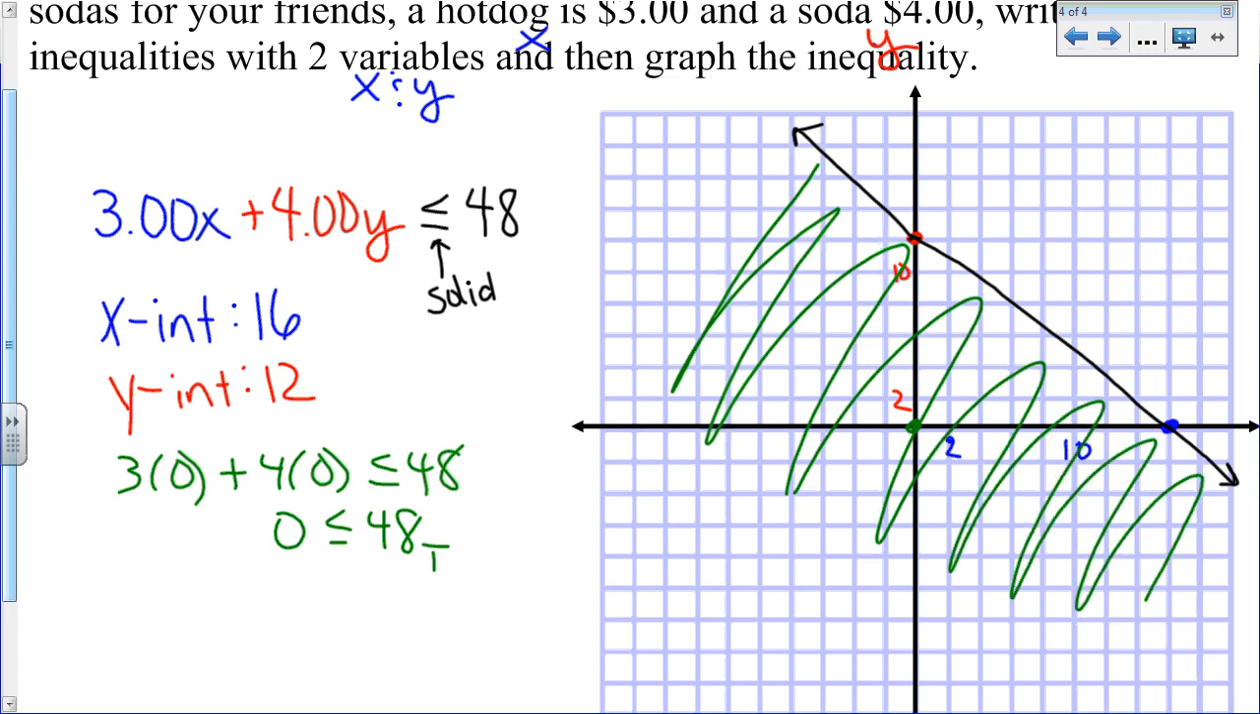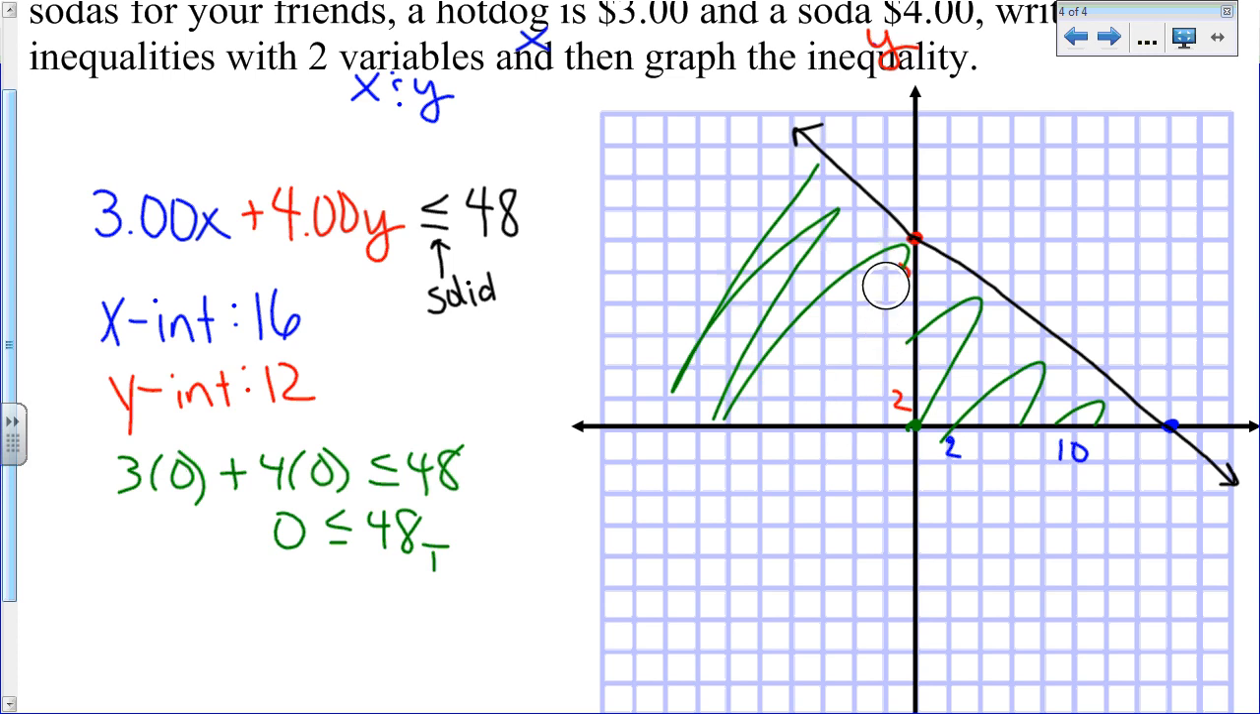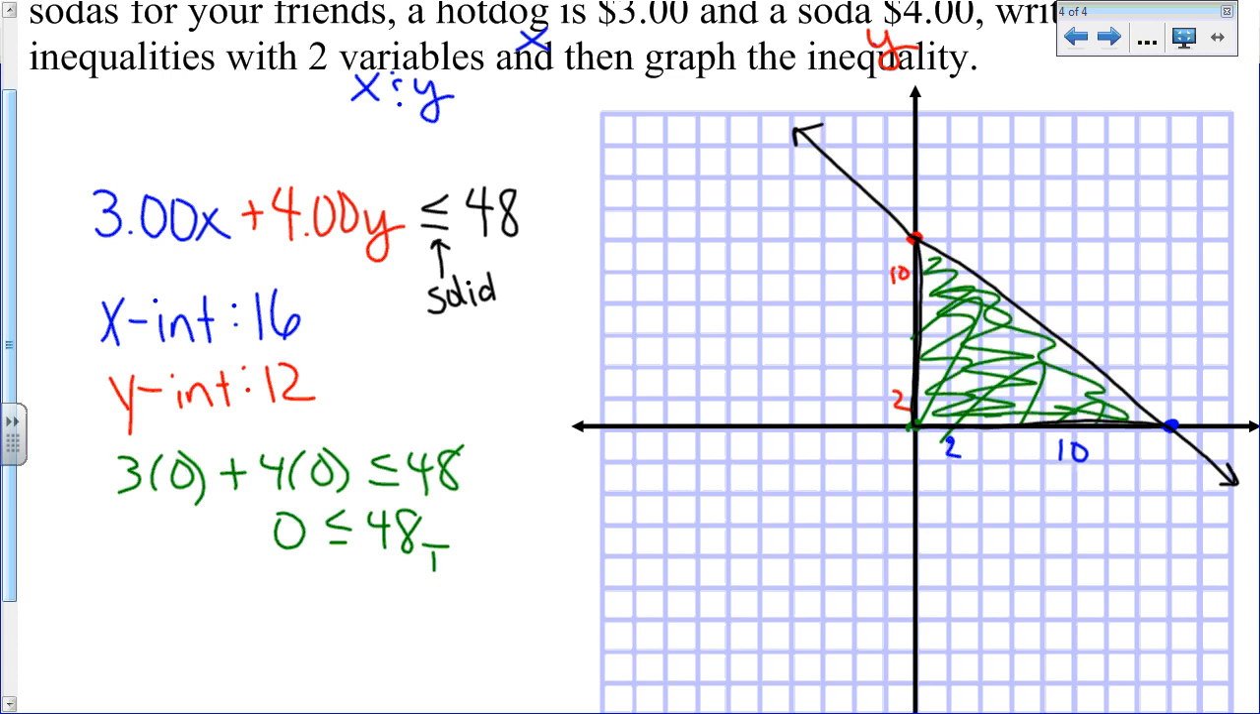All right? But in reality, ladies and gentlemen, I can't buy negative sodas, so I don't get to use any of these points here. In reality, I don't get to buy negative hot dogs, so I don't get to buy any of these values, these ordered pairs here. So what happens is actually I have this bounded region here that's within these x and y intercepts. That's where I can find my solutions.